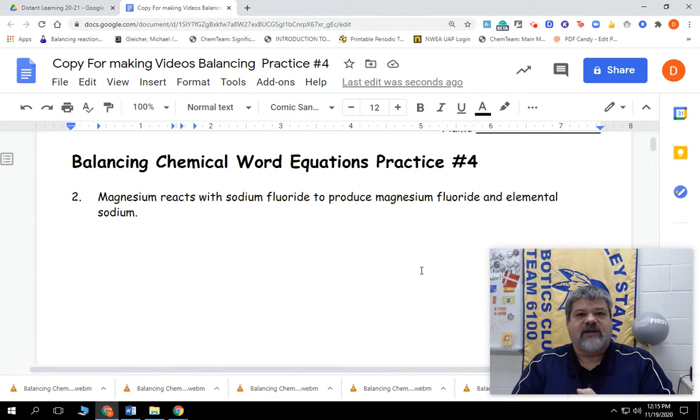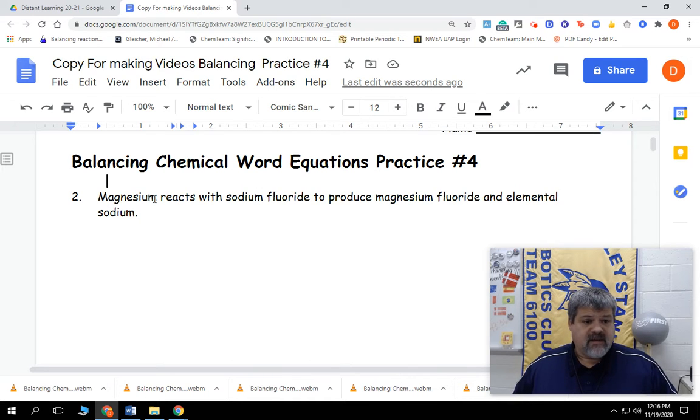Again, this time it's practice sheet number 4, problem number 2 of the balancing chemical equations. This is another word equation, and that's what we're going to have at the end. And you're going to need that because, when we finish up with the stoichiometry, it's going to be all about the word equations at the beginning, and you have to be able to do just what we're doing right here. So we have magnesium reacts with sodium fluoride to produce magnesium chloride and elemental sodium.